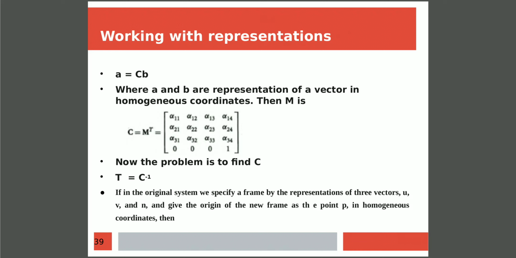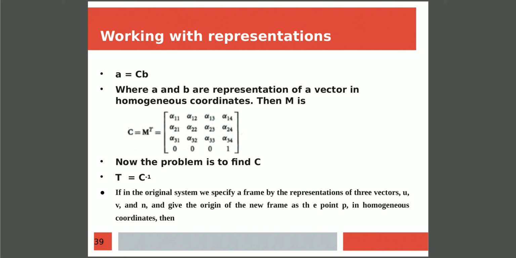Hello students, in the last video we were discussing the homogeneous coordinate system, that means how to change one coordinate system to another coordinate system by using homogeneous coordinates. Now we'll continue with the same thing. Here we are writing the change in the coordinate system as A equal to CB, where A and B are two coordinate systems in homogeneous coordinates, and C is a matrix which is used to change the coordinate system from coordinate system B to coordinate system A.